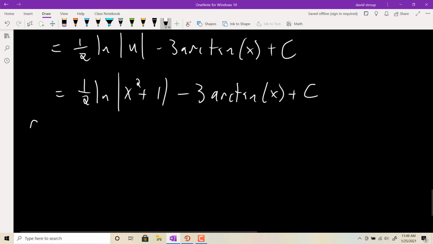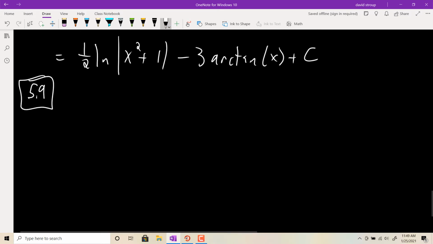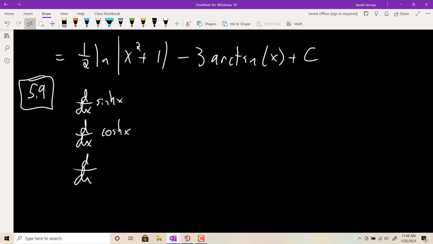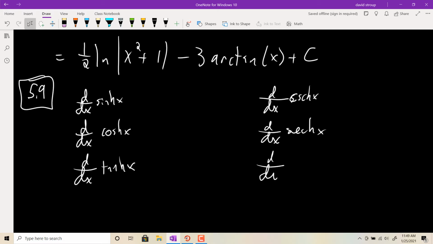Okay, anyways, 5.9 was on the hyperbolics. So I expect you to have memorized the basic derivatives for sinh, cosh, tanh, as well as cosech, sech, and coth.